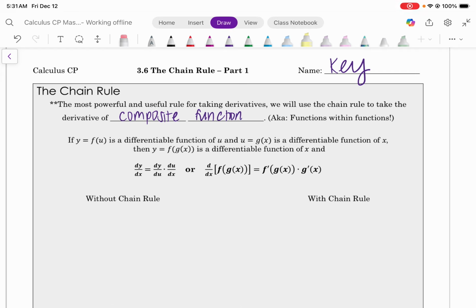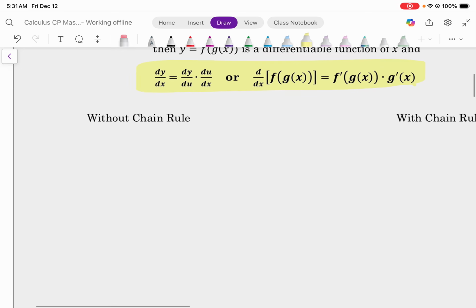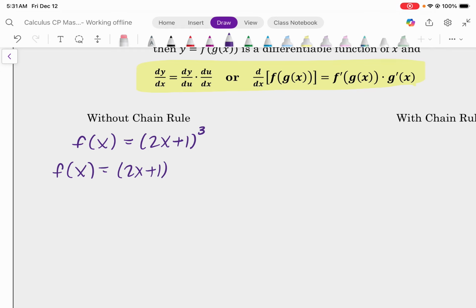Now you can see the rule defined here for you, okay? But let's talk about what this means. So without chain rule, I might be able to give you an example that looks like this. f of x equals (2x plus 1) cubed. And in order to do this question, you would first have to cube 2x plus 1. So what would that look like for us? We would get (2x plus 1) times (2x plus 1) times another (2x plus 1).